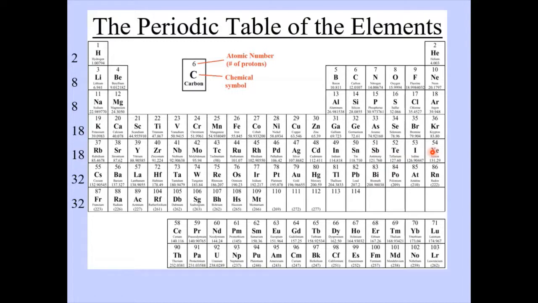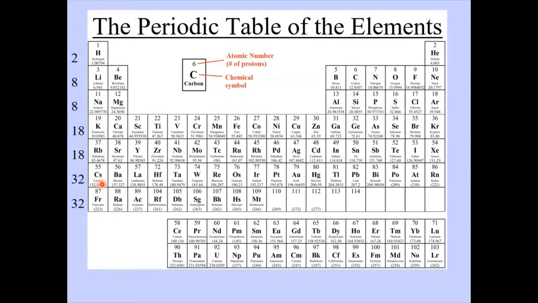Now here's where it gets kind of interesting. The next row, there are 32 available spots for electrons. So there should be 32 elements in this row. Well, actually there are, but they just don't fit.